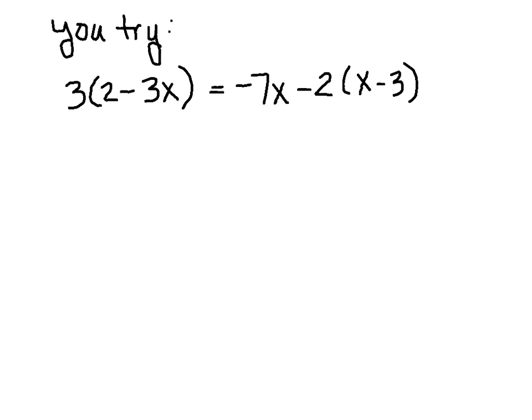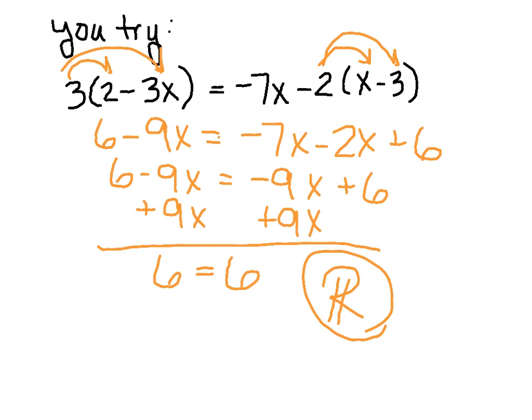Another you try. Go ahead and push pause. Try it on your own and then check the answer. And here, I distributed my 3. I distributed the negative 2, which gives me negative 2x plus 6. And I end up with an answer. 6 does equal 6, but my variable is gone. I don't have any solution. So no matter what I plug in for x, anything under the sun, I will get the answer.